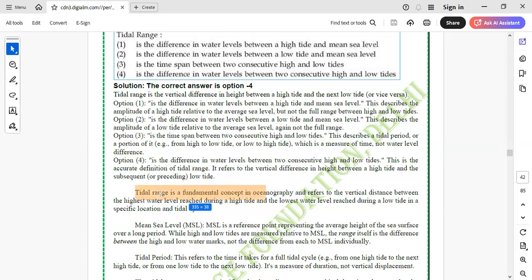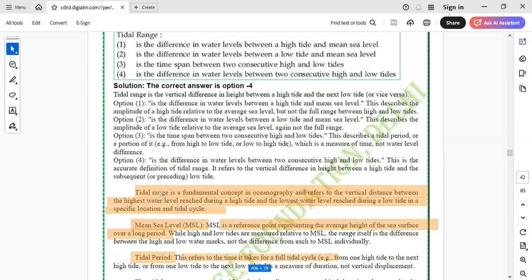tidal range is the fundamental concept of oceanography. It refers to the vertical distance between the highest water level reached during the high tide and the lowest water level reached during the low tide in a spatial location and tidal cycle. Mean sea level भी हमने बताया था, is the reference point representing the average height of the sea surface over a long period. Tidal period भी है एक, this refers to the time to take the full tide cycle from one high tide to the next low tide, right? That we will study in wave energy actually.